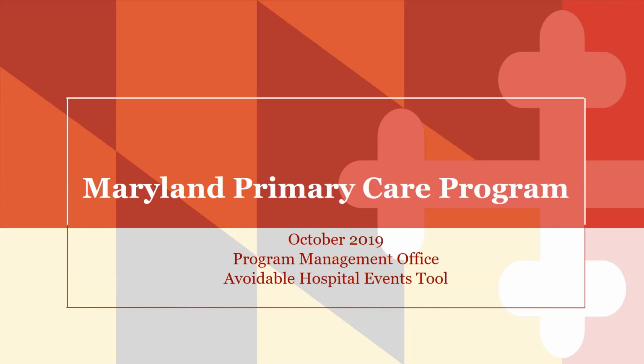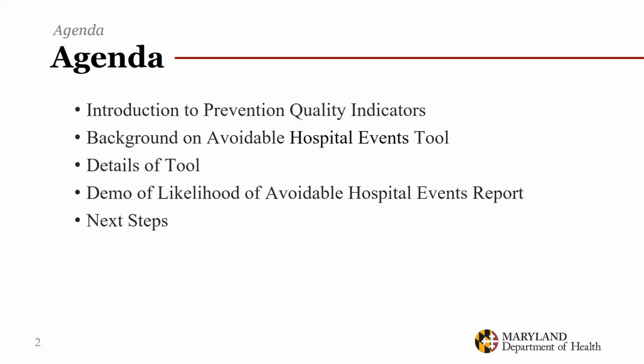We will be doing an ensemble presentation this morning. I will begin the presentation talking about what prevention quality indicators really are, giving you a little bit of background on that. And then we will move to Dr. Ian Stockwell, who is from the Hilltop Institute at the University of Maryland, Baltimore County, who will talk about the background on the Avoidable Hospital Events tool and some details of the tool. And then we will move to a live demonstration by Audrey Spader from CRISP and H-Metrics, and finish up with some next steps and questions and answers.